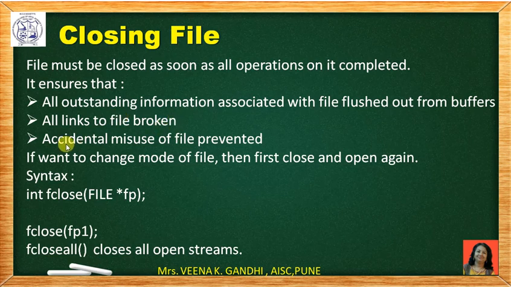Next, accidental misuse of the file is also prevented. So after opening a file and performing reading and writing operations, you must close the file. If you want to change the mode of the file, first close the file and open it again in the new mode. The syntax for closing the file is the fclose function, and we pass the file pointer. This file pointer is the same one with which we opened the file. So fclose fp1 here. The fcloseall function closes all the open streams.